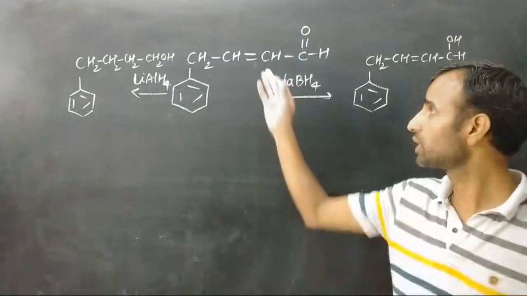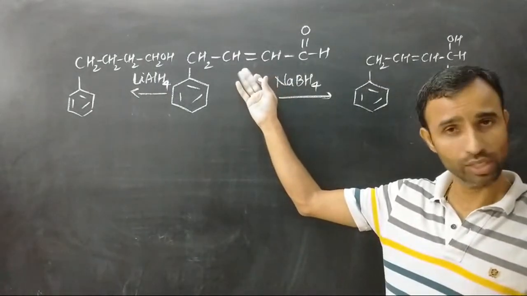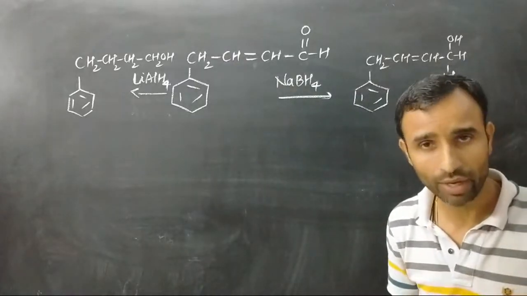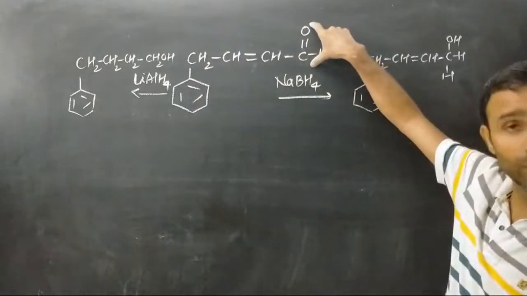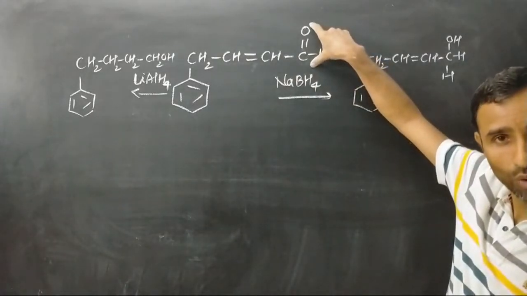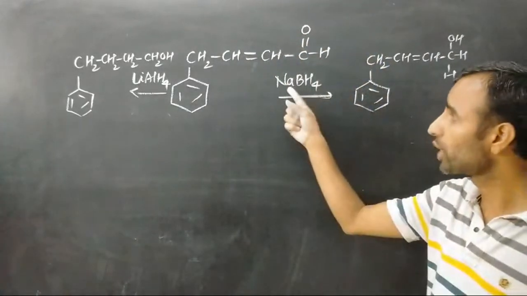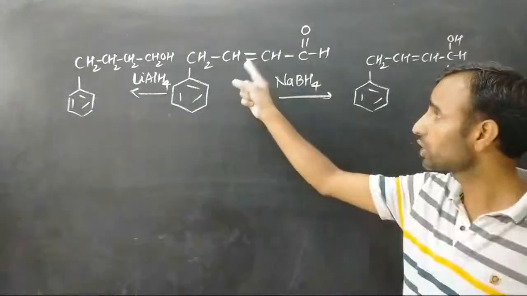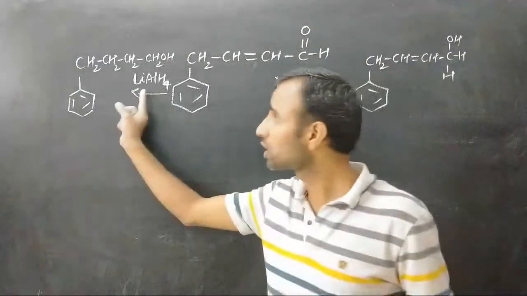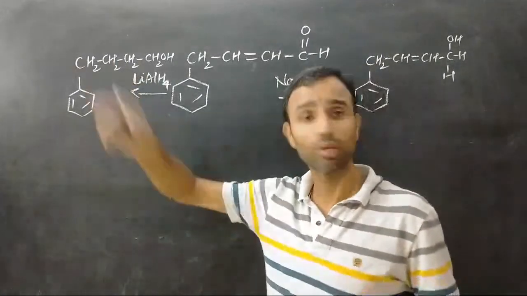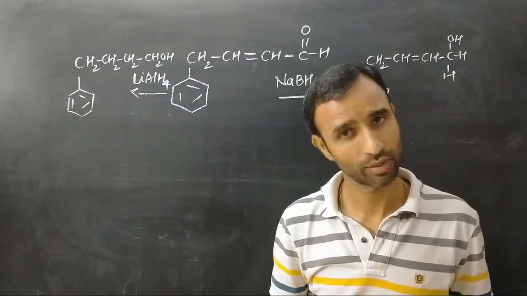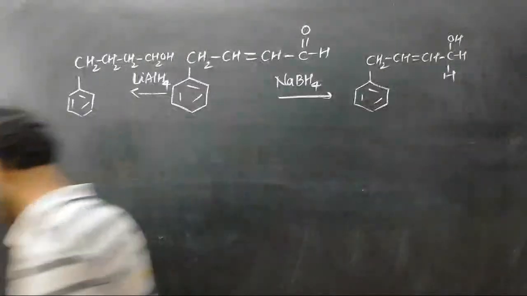A saturated double bond, meaning if the double bond is not in conjugation, cannot be reduced. Okay. If C=C is in conjugation with C=O, then sodium borohydride cannot reduce it, but lithium aluminum hydride, being a stronger reducing agent, can reduce even the double bond, right? Okay.